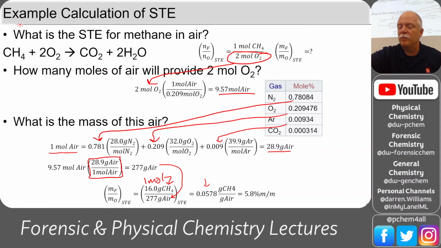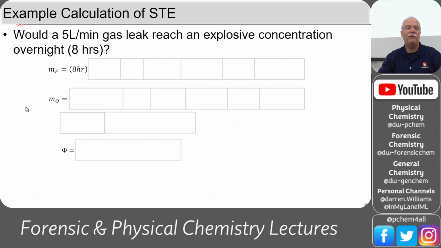But I put a little bit in the room, it's way below 5%. So it's not even at the burnable range. Now, right up close it is, I could light that and it would have a flame because the ratio is good right there. But for the room to get to 5.8% would take quite a while, and I have to run it. So if you had a leak overnight, maybe it would reach the flammable limit, the explosivity limit. And so let's look at that. Would a 5 liter per minute gas leak reach an explosive concentration overnight?